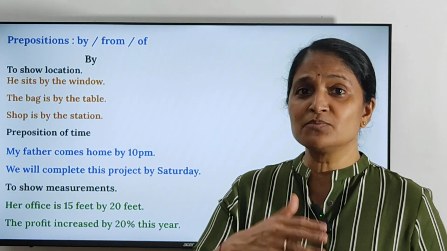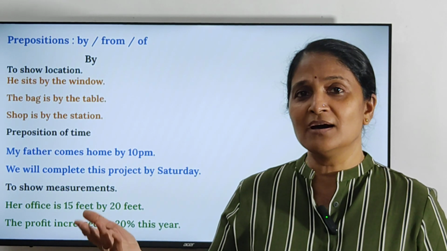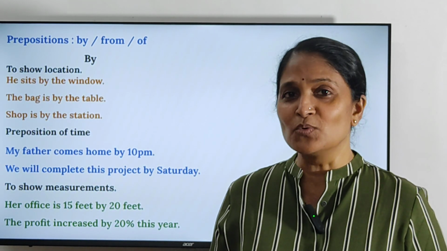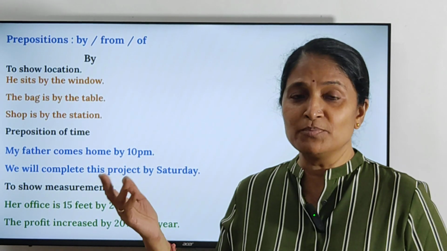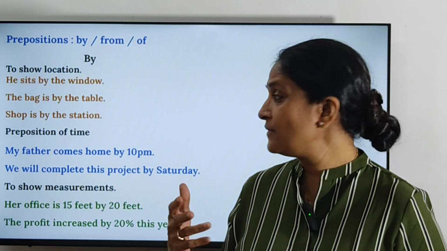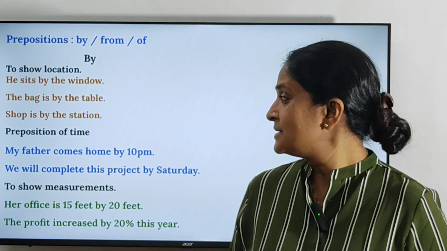You can also say there is one library near the school. So it is near the school or by the school. Meaning is same. So here by is to show preposition of place. It is location. Now preposition of time. When it is used to show time, see how it is used.